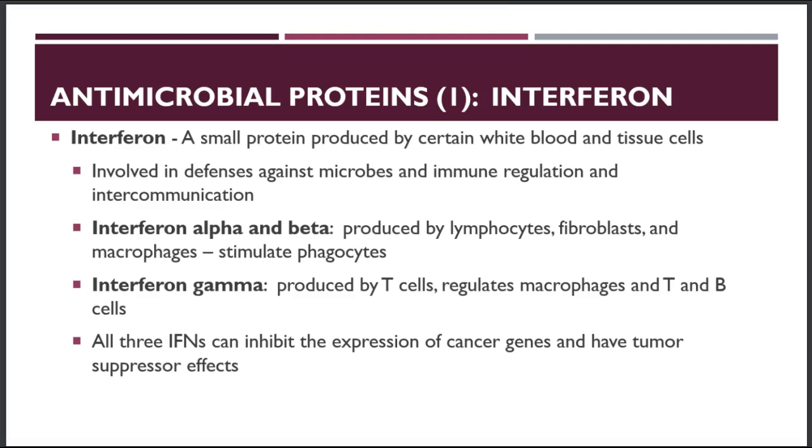There are 3 types of interferon. Interferon alpha and beta are produced by lymphocytes, fibroblasts, and macrophages, and this interferon stimulates phagocytes. Interferon gamma is produced by T cells, and it is involved in regulating macrophages and T and B cells. All 3 of these interferons can inhibit the expression of cancer genes, and they have tumor suppressor effects as well.